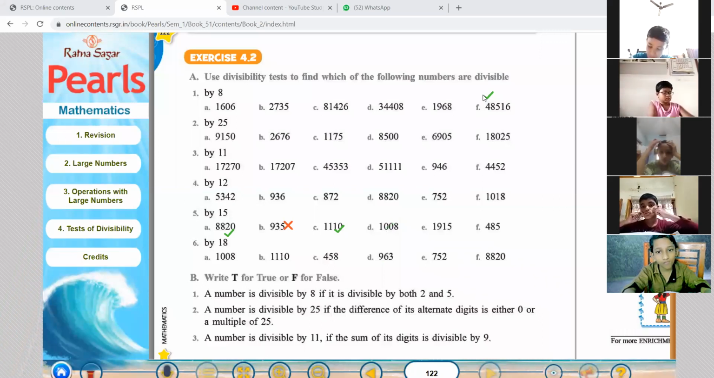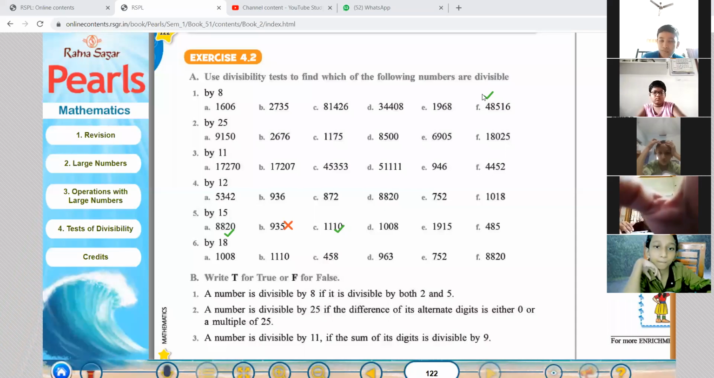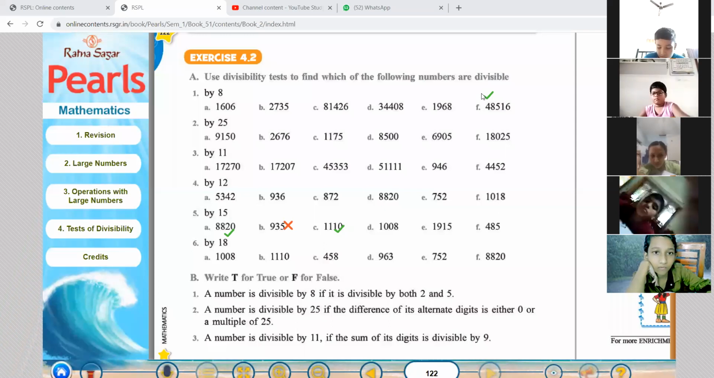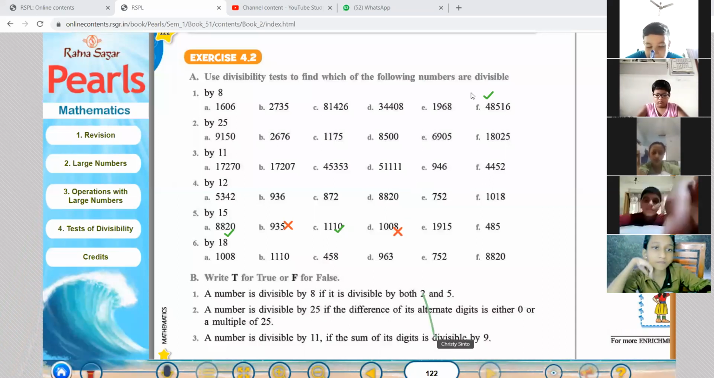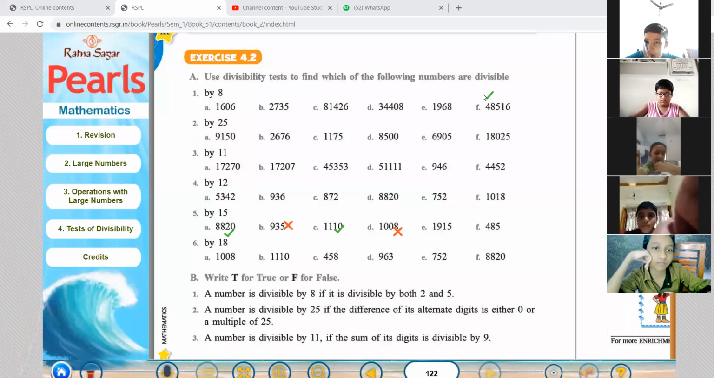Okay, what about 1008? What's the last digit here? It is 8. Then what about the divisibility of 5? It is not divisible. Is there any need to check the divisibility of 3? No, because it is not divisible by 15.